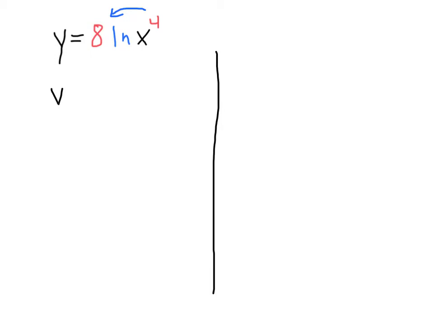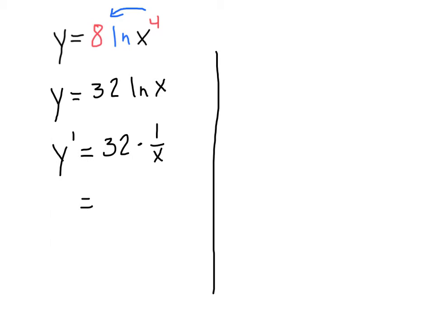So I'm really going to take the derivative of 32, 8 times 4 is 32, times natural log of x. Since 32 is a constant multiple, I'll really just take the derivative of natural log of x and then multiply by 32. So let's go ahead and do that. My derivative y prime is going to be 32 times the derivative of the natural log of x, which we know is 1 over x. And I can simplify that to 32 over x. And sure enough, that is the derivative of the original function.